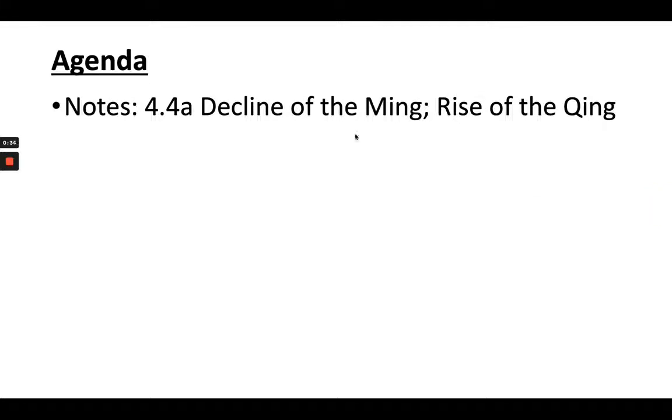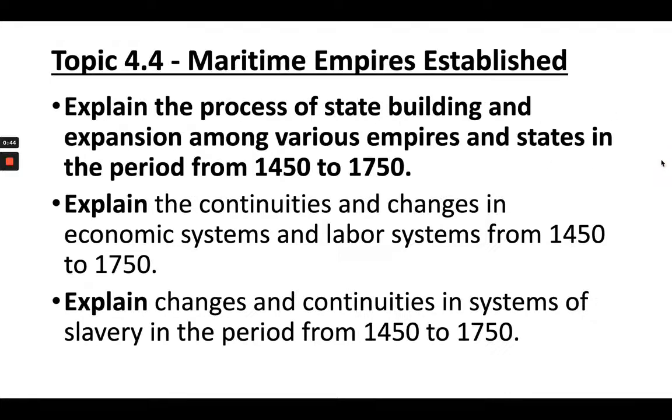Today, this is lecture 4.4b, I apologize for the typo, looking at the decline of the Ming and the rise of the Qing. So we are looking at topic 4.4 of the AP course description. And our objective is that first one. You'll be able to explain the process of state building and expansion in China in the period 1450 to 1750.